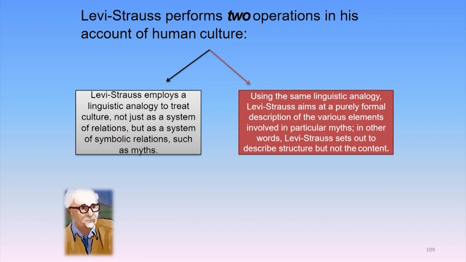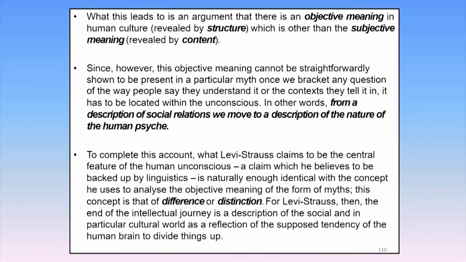That is how we have now discussed how Levi-Strauss performs two operations in his account of human culture, I mean by deploying a linguistic analogy to treat culture not as a system of relations, but as a system of symbolic relations such as myths. And using the same linguistic analogy, Levi-Strauss aims at a purely formal description of the various elements involved in particular myths. In other words, Levi-Strauss sets out to describe structure, but not the content. Okay? I mean what this leads to is an argument that there is an objective meaning in human culture revealed by structure, which is other than the subjective meaning revealed by content.